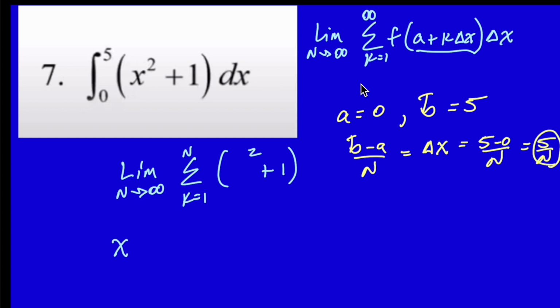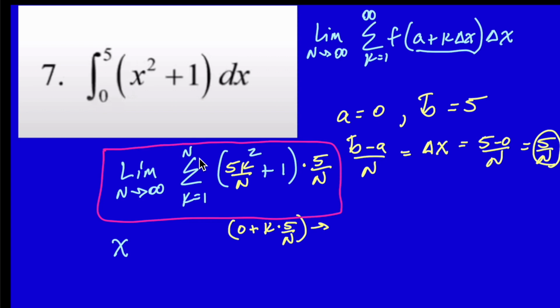So we're going to replace the original x that we removed from the f of x in the integral with a, which is 0, plus k times 5 over n, and that's going to simplify to 5k over n. And we're going to take this and that's going to be squared. And then, of course, we have to multiply by delta x, and we know that to be 5 over n. Folks, this is the matching Riemann sum.